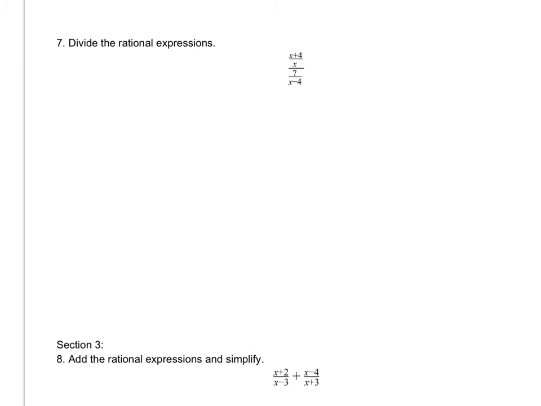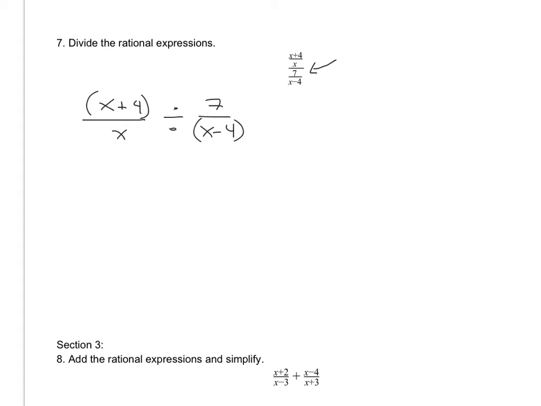Okay, problem 7 looks a little different, but again, it's a fraction, and this big fraction bar really just means division. So rewriting this, I can write it as (x plus 4) over x, divided by 7 over (x minus 4).